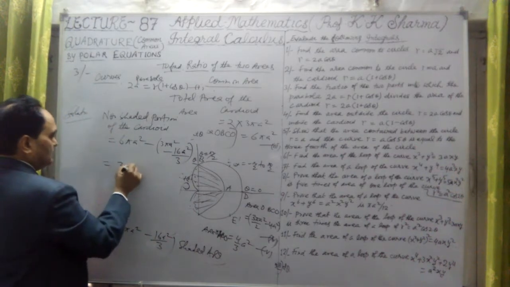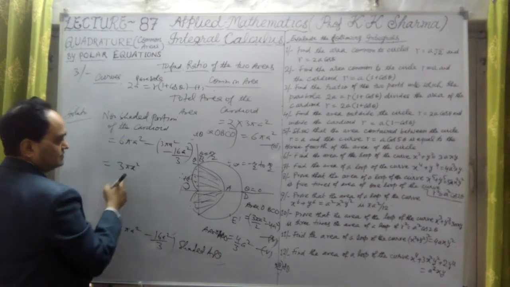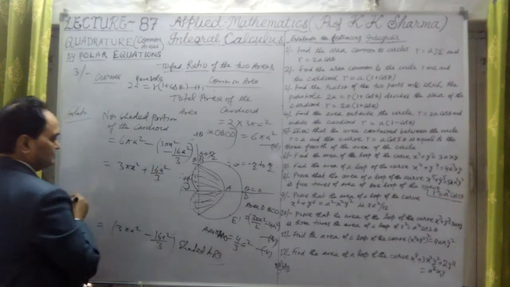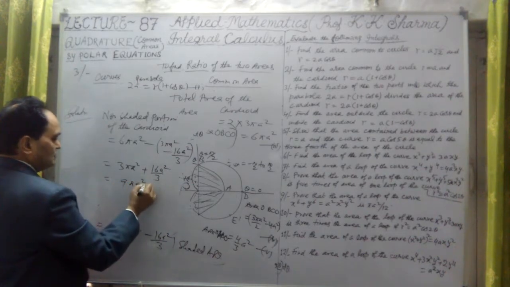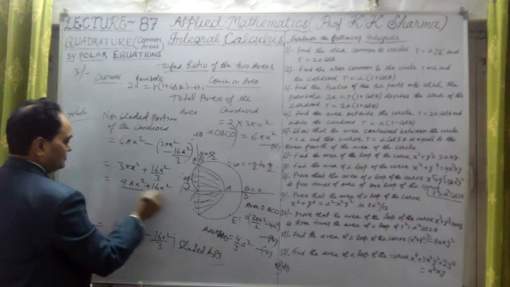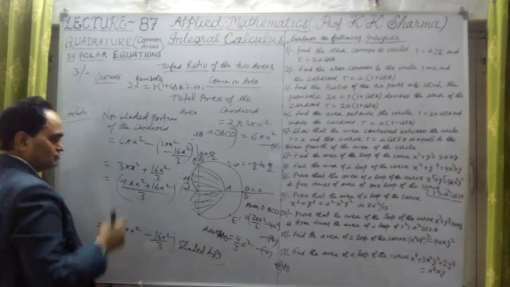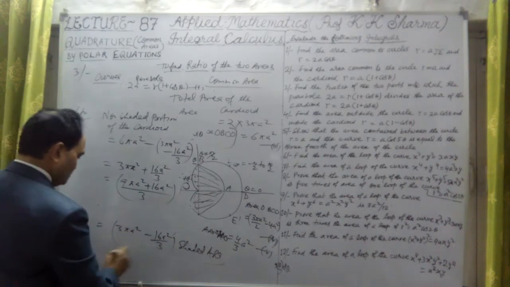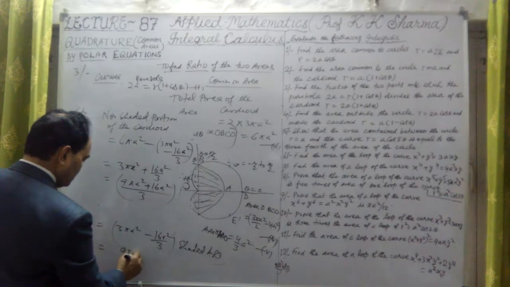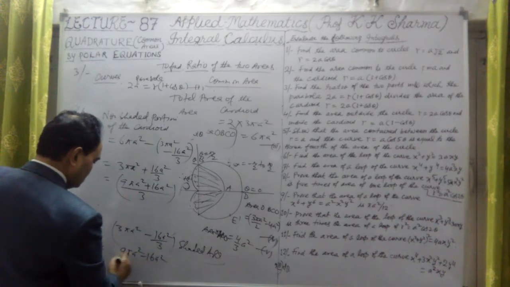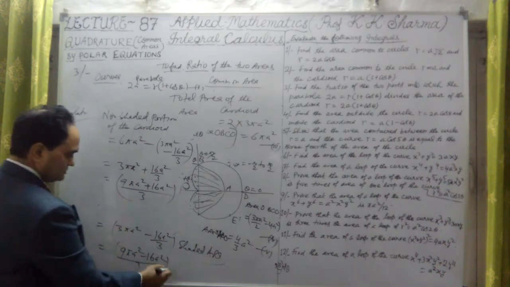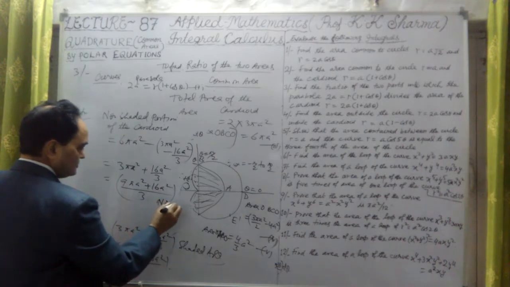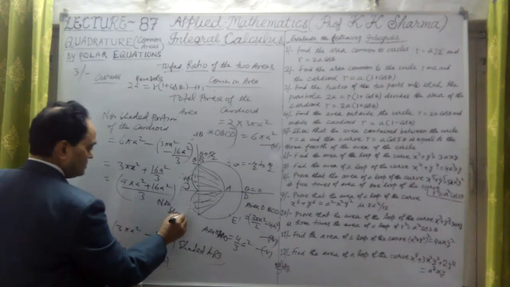It is nothing but 3 pi A square, because 6 pi A square minus 3 pi A square, and this is plus sign 16 A square upon 3. This is 9 pi A square plus 16 A square divided by 3. This is the non-shaded portion, and this is the shaded portion. Shaded portion is 9 pi A square, or it can be written as 9 pi A square minus 16 A square upon 3. This is shaded portion. Okay, so this is non-shaded portion, which we have written above.